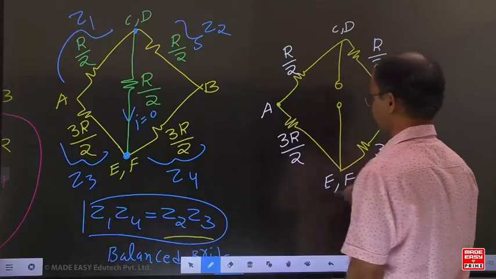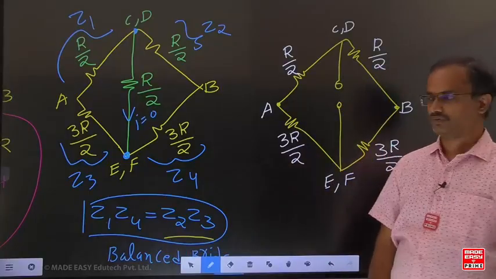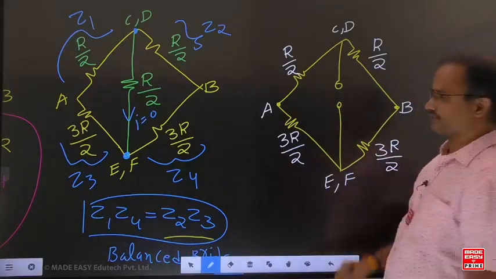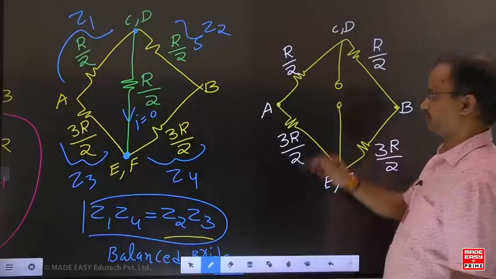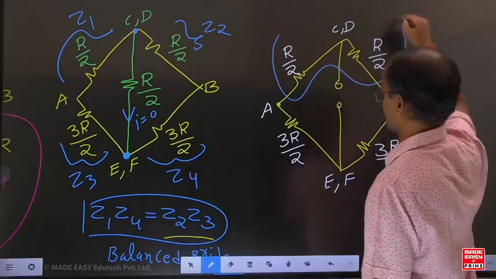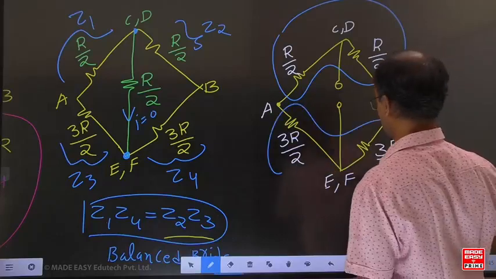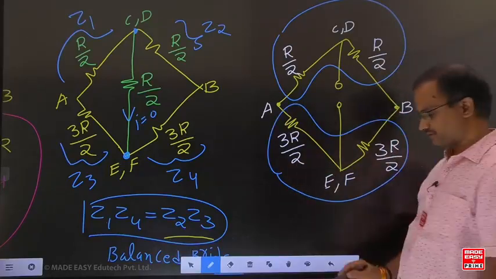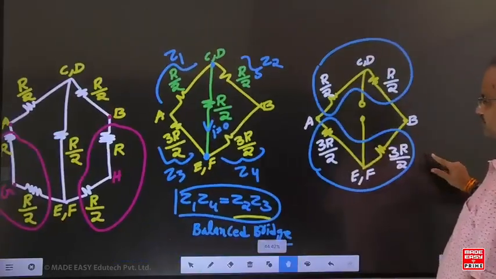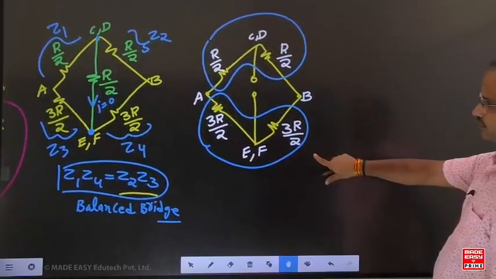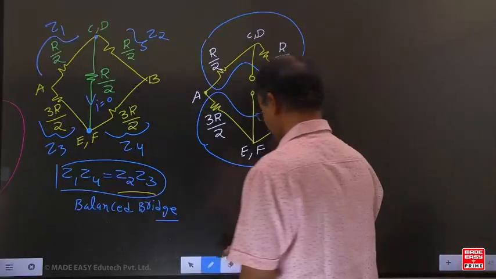You can indicate like this. What is the requirement of the equivalent resistance with respect to A and B? For that one, can you conclude how these R by 2 both are connected? Series. How are this 3R by 2 and 3R by 2 connected? Series. Can you develop the simplified figure for this one?